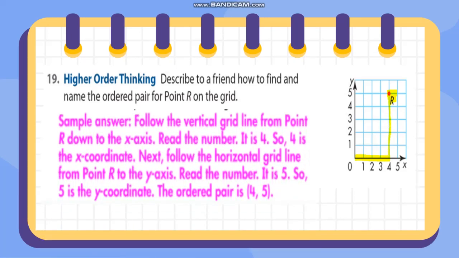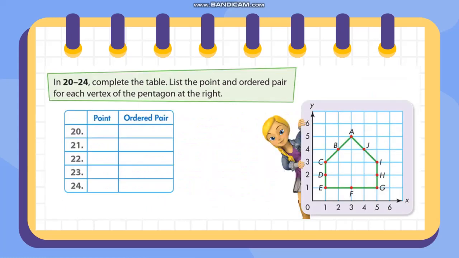That's why follow the vertical grid line from point R down to the x-axis and read the number. Then it is 4. So 4 is the x-coordinate. Then after that, next you need to follow the horizontal grid line from point R to the y-axis and read the number. So it is 5. So 5 is the y-coordinate. So the ordered pair is 4 and 5. 4 as your x-coordinate and 5 as your y-coordinate.